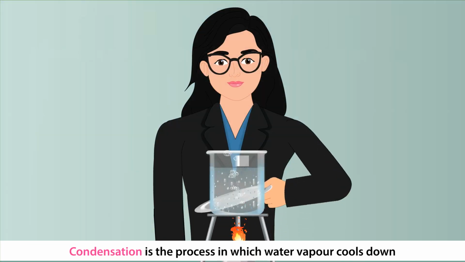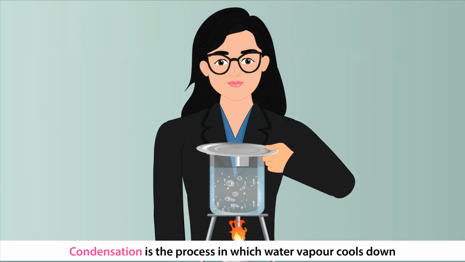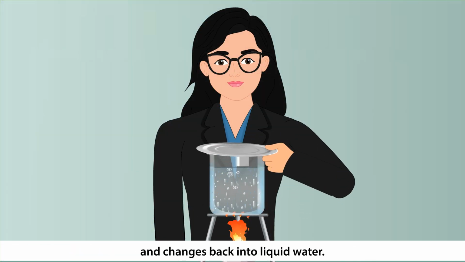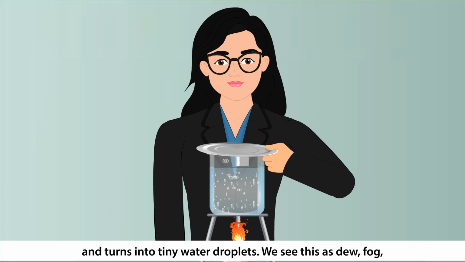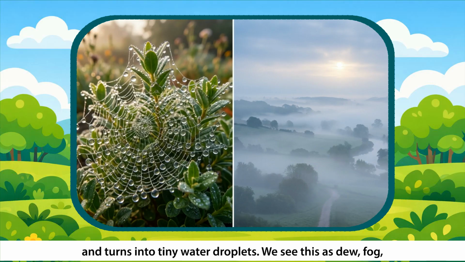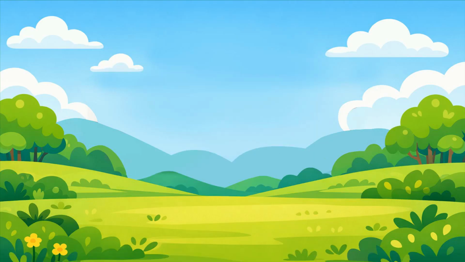Condensation. Condensation is the process in which water vapor cools down and changes back into liquid water. It takes place when the warm water vapor touches a cold surface and turns into tiny water droplets. We see this as dew, fog, and a glass filled with cold water.